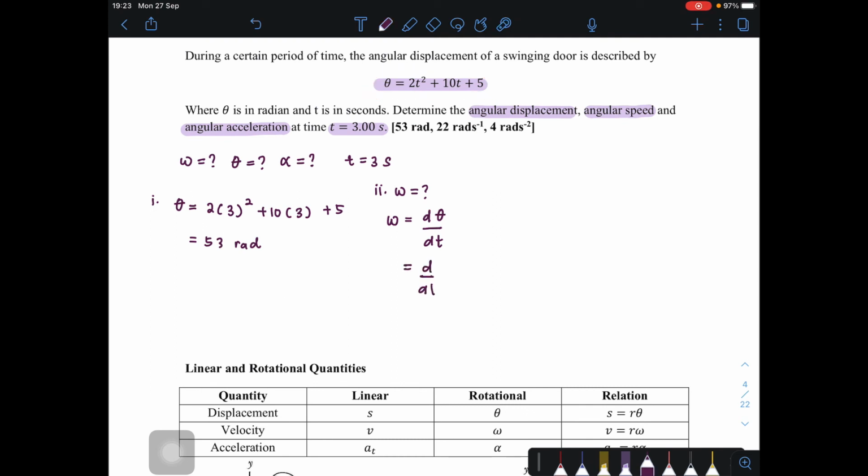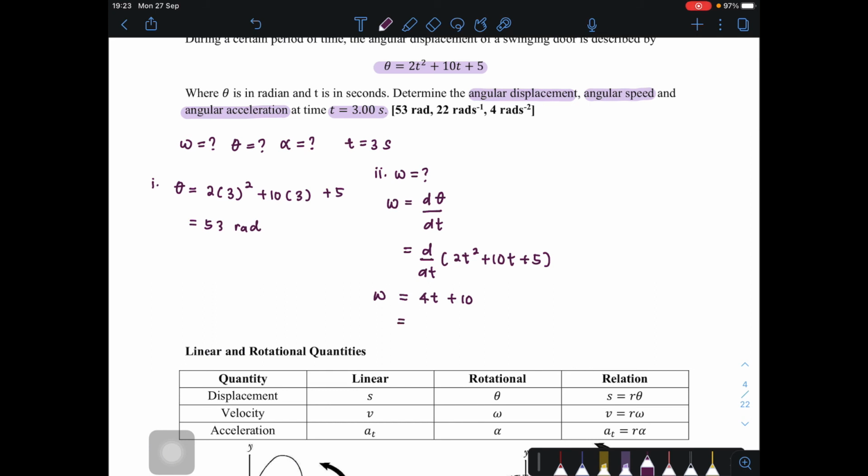d over dt, differentiate theta, 2t squared plus 10t plus 5. So differentiate, kamu akan dapat 4t plus 10 omega. And then barulah kita akan substitutekan value for 3 seconds. And then you will get omega is equal to 22 radian per second.